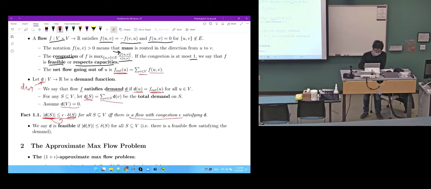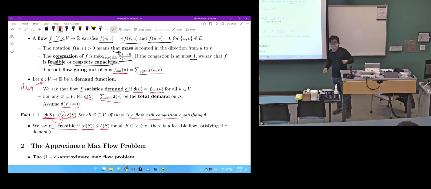So in particular, when you think of epsilon as 1, basically if the demand on every set is at most the cut size, then I say that D is feasible. It just means that D can be satisfied by a feasible flow. Okay, so that's just the terminology. And now let's go to the problem.